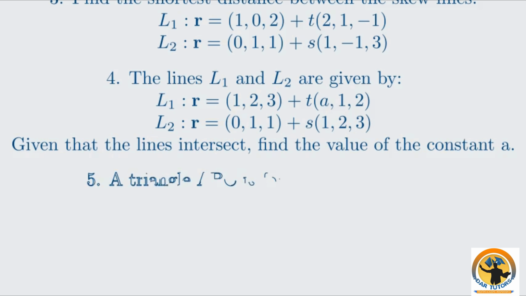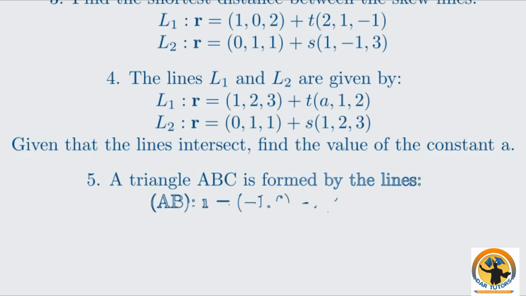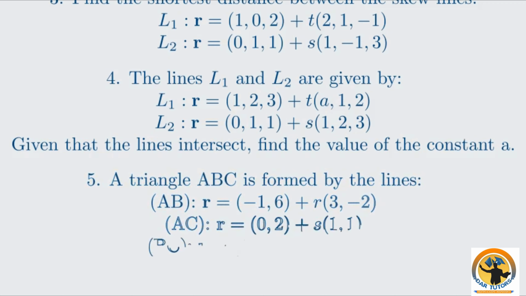Question 5. A triangle ABC is formed by the lines AB, AC, and BC.